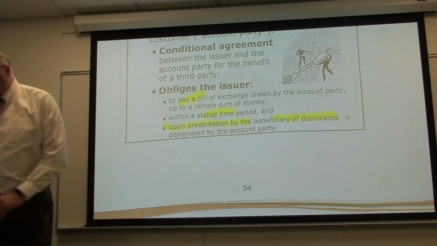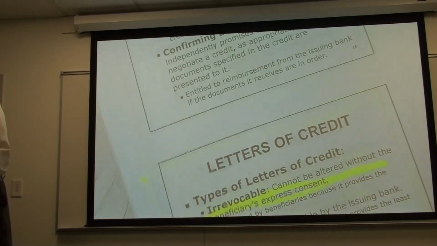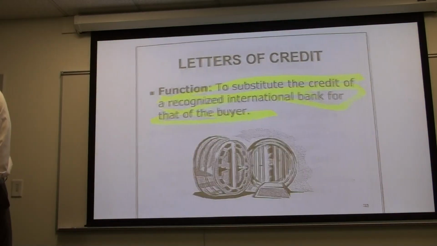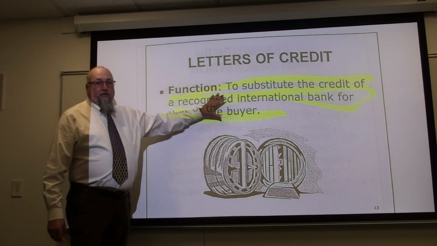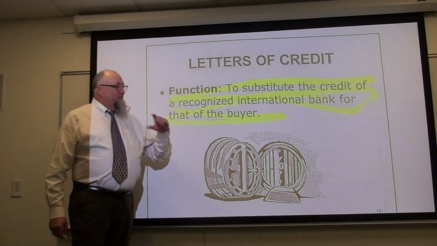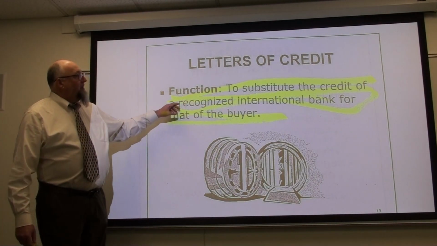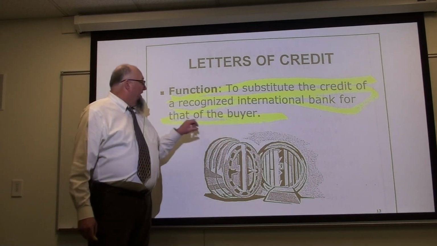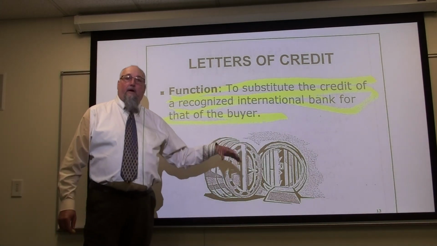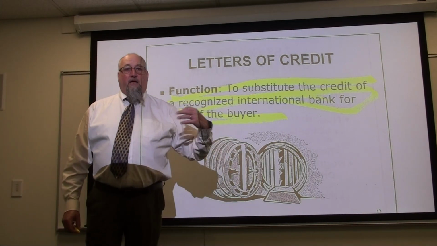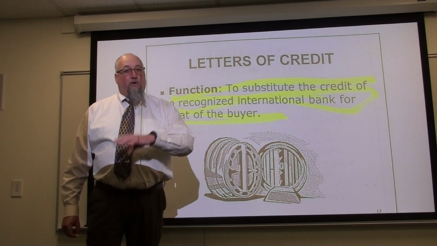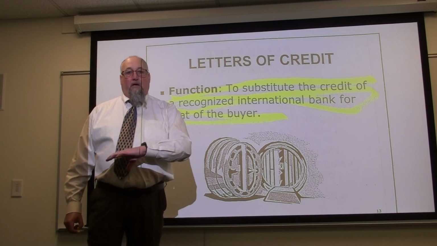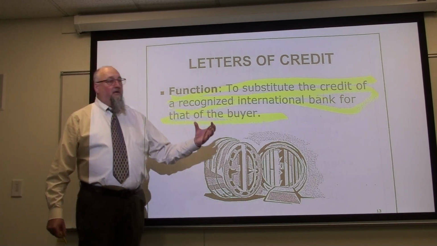So there are different types of letters of credit. First of all, the function of a letter of credit, as I've talked about, is to substitute the credit of a recognized international bank for that of the buyer. That way the seller knows that they are going to get paid by the bank, and they don't have to worry about the buyer making payment, because the bank is guaranteeing it.